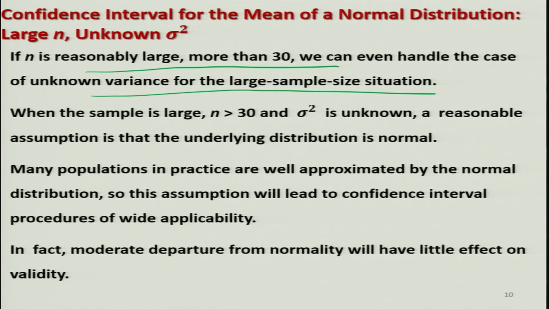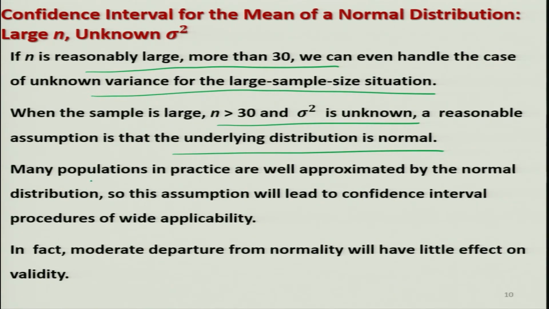So, when n is greater than 30 and sigma square is unknown, a reasonable assumption is that the underlying distribution is normal instead of t. In data science, you can expect that the sample size is definitely more than 30. That is the reason this case is more popular, and in software too people are more interested in developing for the case when sigma square is unknown, because that is the more practical situation.